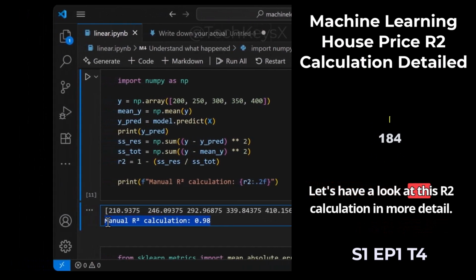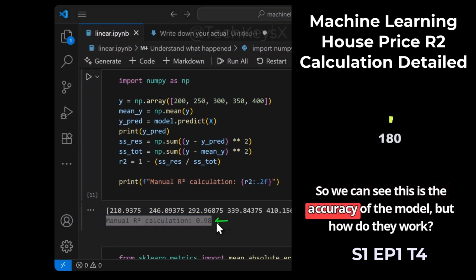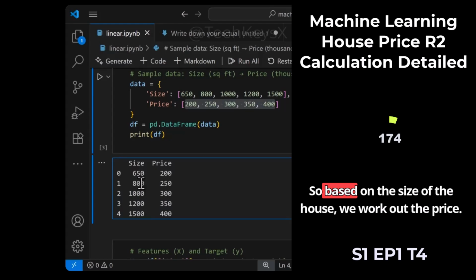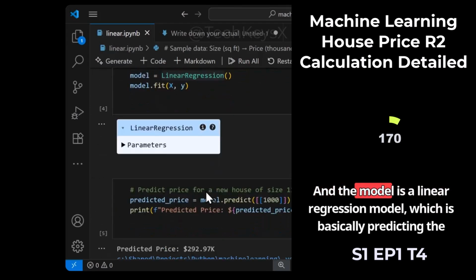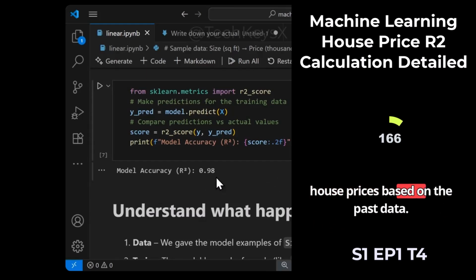Let's have a look at this R2 calculation in more detail. So we can see this is the accuracy of the model, but how does it work? This model we have here is based on house prices. Based on the size of the house, we work out the price. So this is the actual data, and the model is a linear regression model, which is basically predicting the house prices based on the past data.